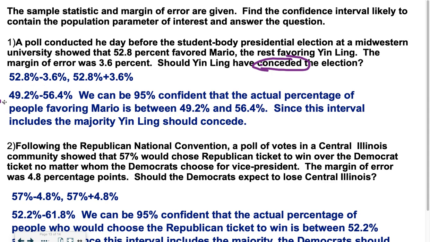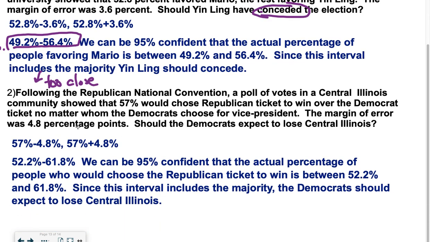So here is your interval. Okay, we can be 95% certain that the actual percentage of people voting for Mario is between these numbers. The interval does contain the majority, but I also want to add in here that it's pretty close. So we might want to say that it is too close to call, and so that he cannot concede. But in this case, the majority really is in there, so I guess it's based on preference for that one, but I would say it's too close.